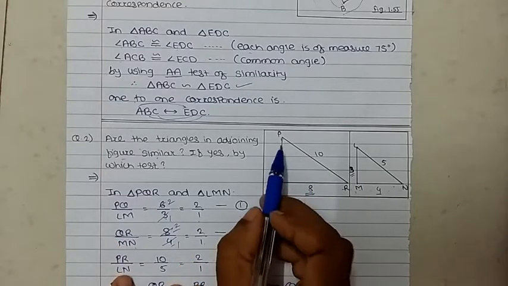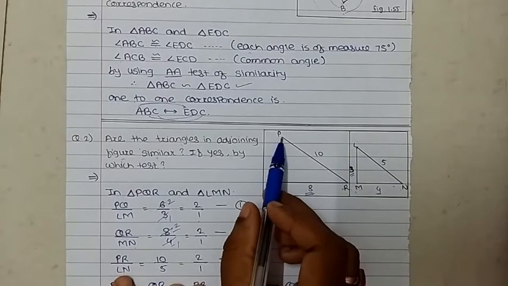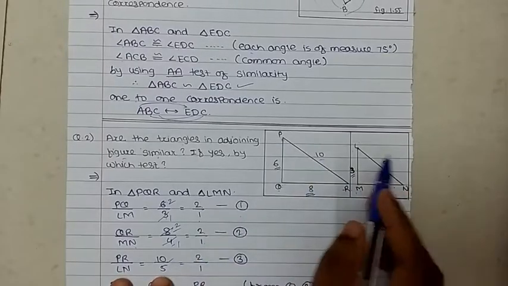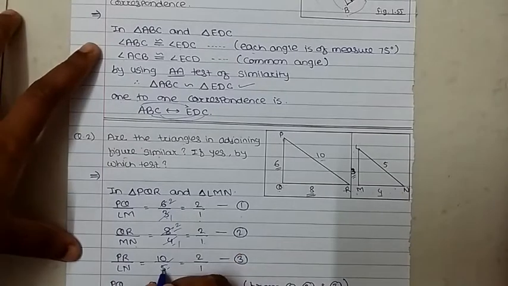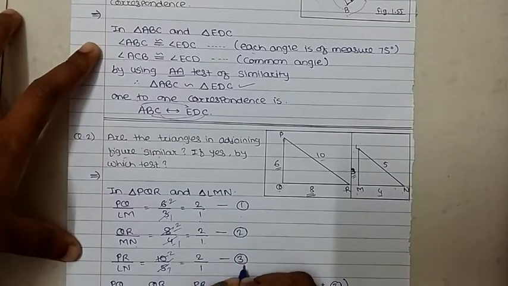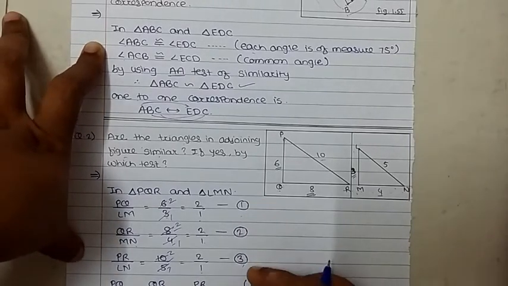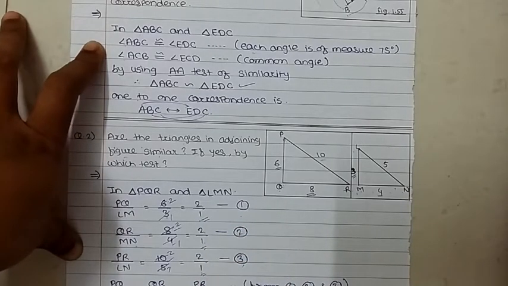Next, third side, PR upon LN. The value of PR is 10. Then the value of LN is 5. When we divide this, 5 ones are 5, 5 twos are 10. So therefore 2 upon 1. This is your equation number 3. So just observe equations 1, 2, 3: the proportions of all sides are equal.